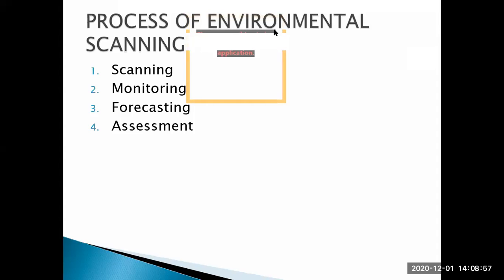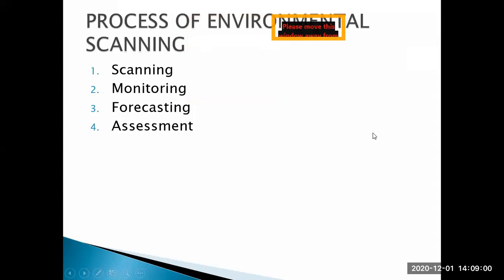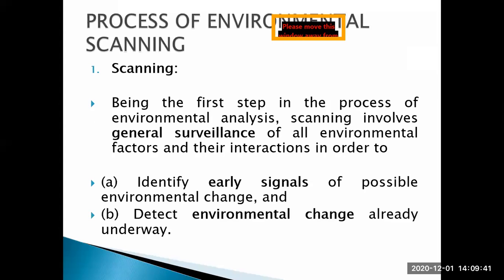But in last lecture, we just began with the process of environmental scanning. So as you can see, there are four stages that a manager, a person who is engaged in the business, has to perform. If he or she performs these steps very well, it will give us some scientific results. This particular process gives us some accurate information related to environment, and accordingly the manager can make some important decisions. So very first was scanning itself.